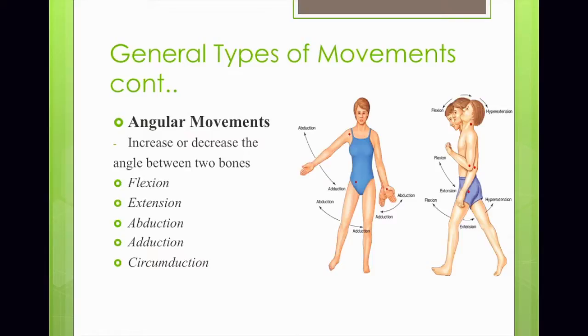Abduction is a movement of a limb away from the midline of the body. Adduction is movement of a limb toward the midline of the body. And circumduction is moving a limb so that it describes a cone space.